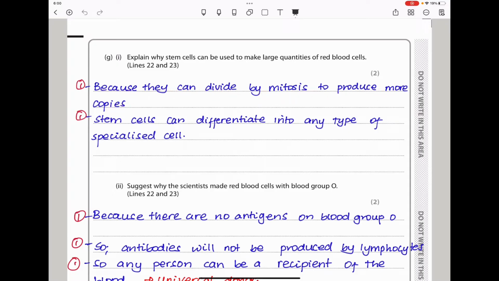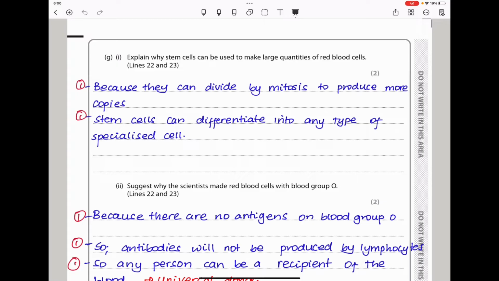These copies are of themselves, so like more clones. And then the stem cells can differentiate into any type of specialized cell. In this case, they can form red blood cells as well, because stem cells are not yet specialized. They have the ability to become any type of body cell. In this case, I mean stem cells.